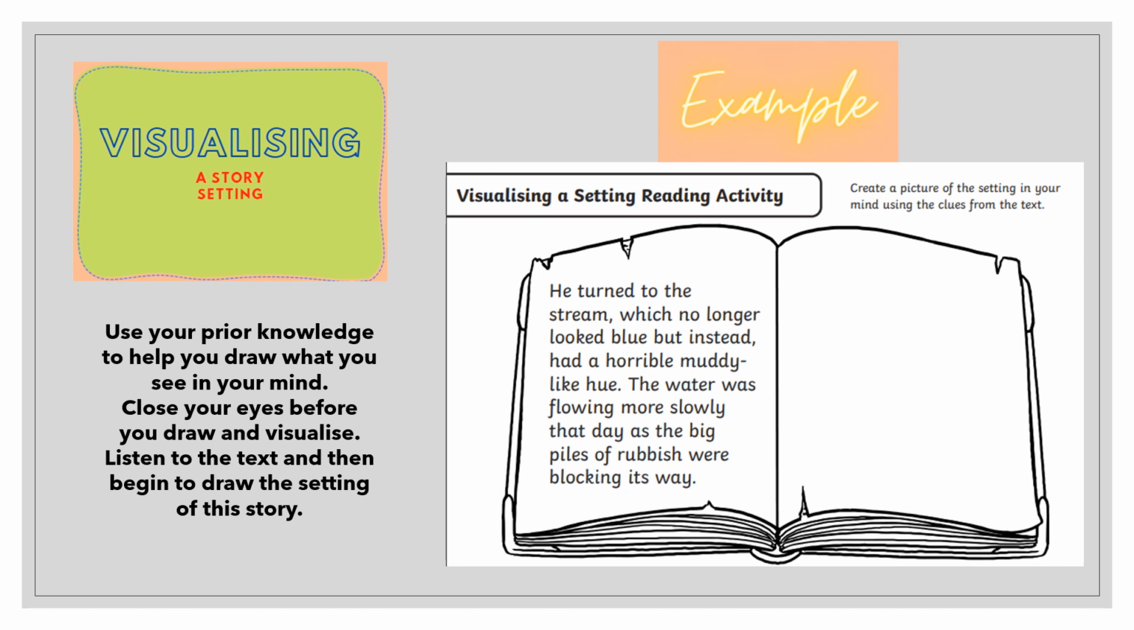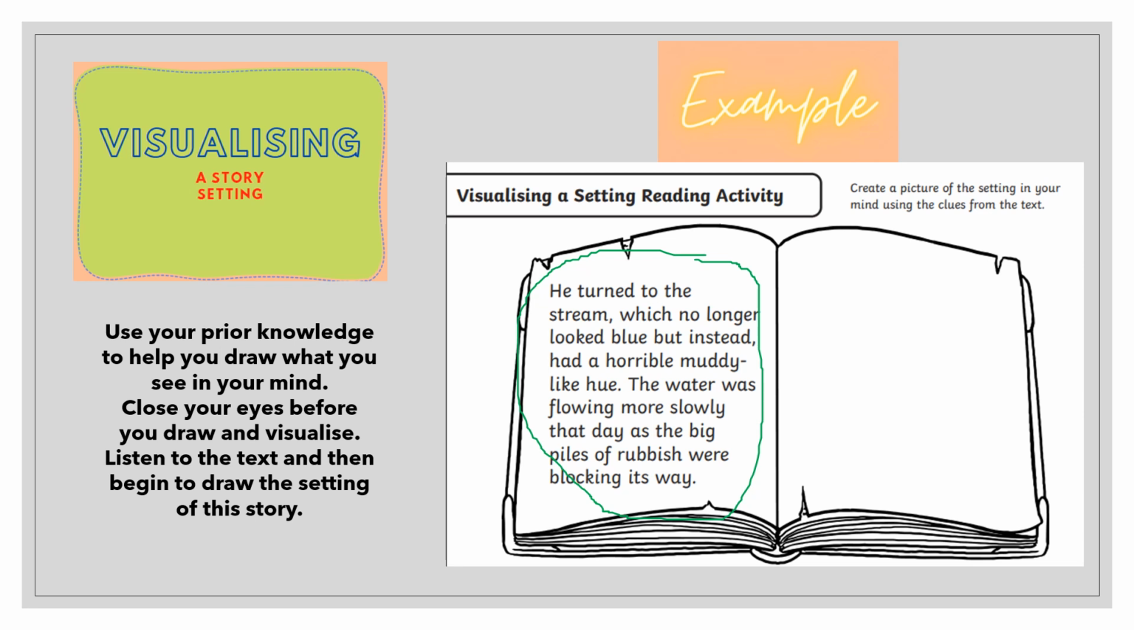So I'm going to start with an example. I'm going to read the text on this page, and while I read, I want you to imagine where this story is taking place. He turned to the stream, which no longer looked blue, but instead had a horrible, muddy-like hue. The water was flowing more slowly that day as the big piles of rubbish were blocking its way.